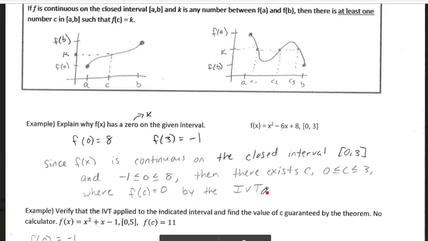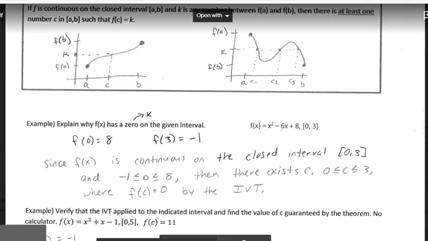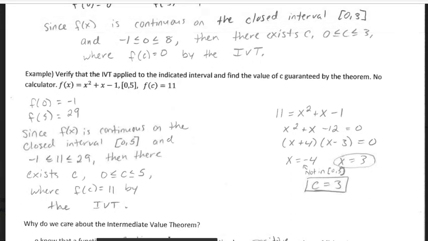intermediate value theorem. So this is just saying, in math language, what we just said, that in order to get from 8 to -1, we need to go through 0. So that means this function has to have a 0 on that interval. All right, moving on to another example.